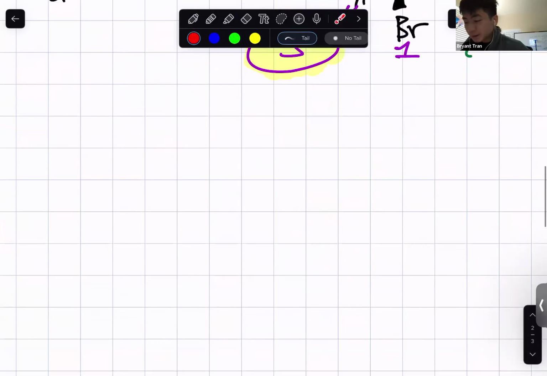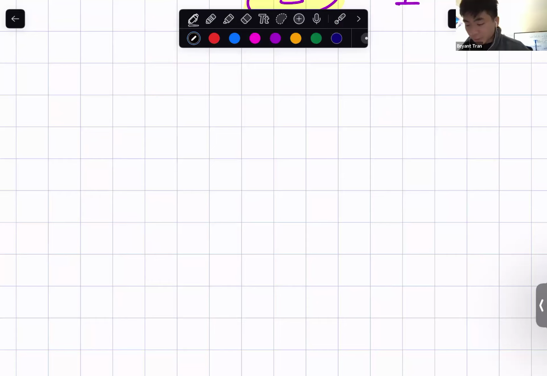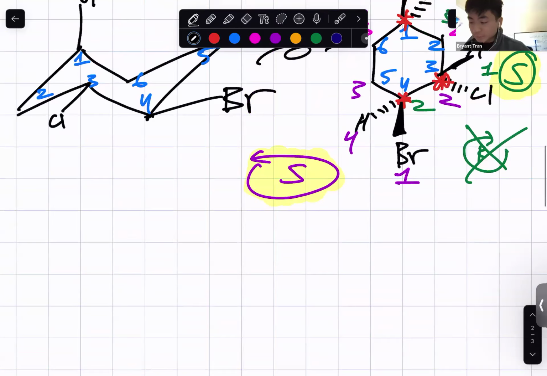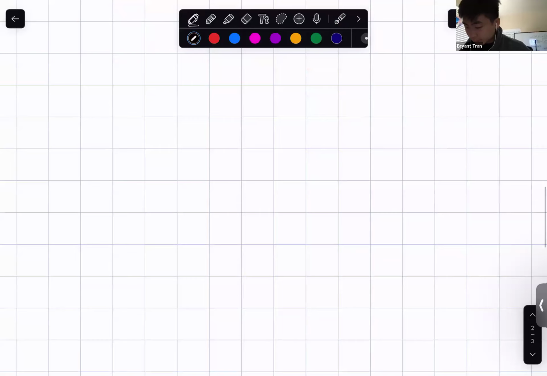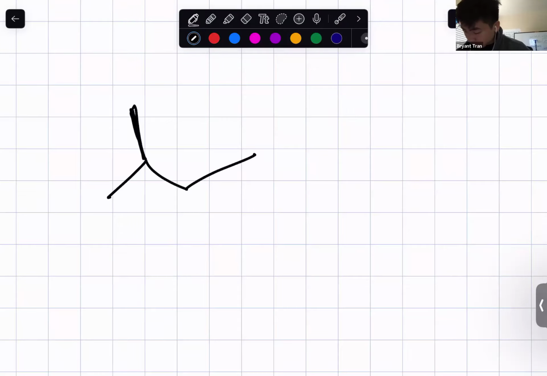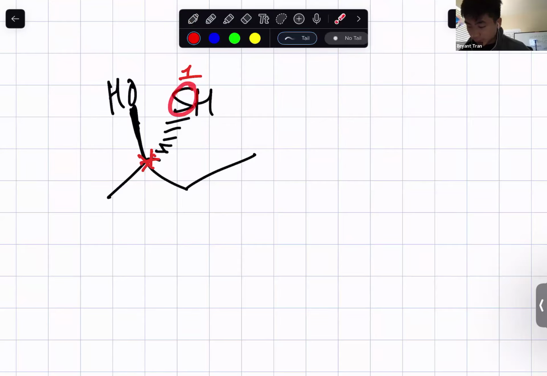Now there is a tricky example where if the lowest priority group is not a wedge or a dash, you cannot always do this trick where if the lowest priority group is on a wedge, we invert it to what it looks like. Right? So for example, if we have something like this right here, where this is the chiral center, this sulfur here will have the highest atomic number, and then this oxygen, and then this carbon here will be number three, and then this carbon here will be number four.